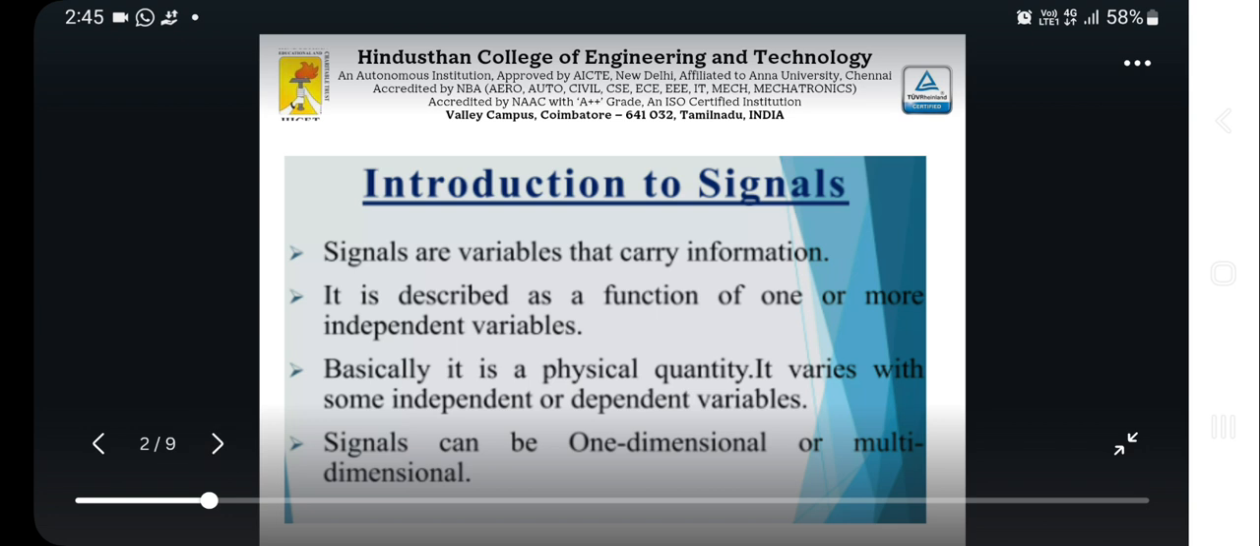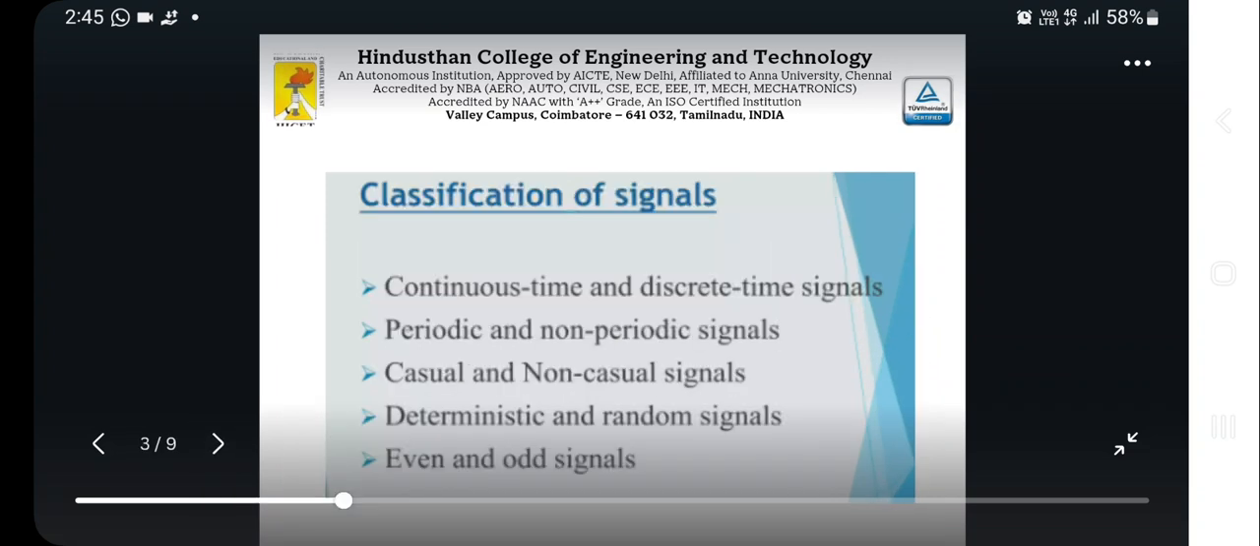A signal is nothing but something that carries some information. It is described as a function of one or more independent variables. Basically, it is a physical quantity that varies with some independent or dependent variables. The signals may be one-dimensional or multidimensional signals.